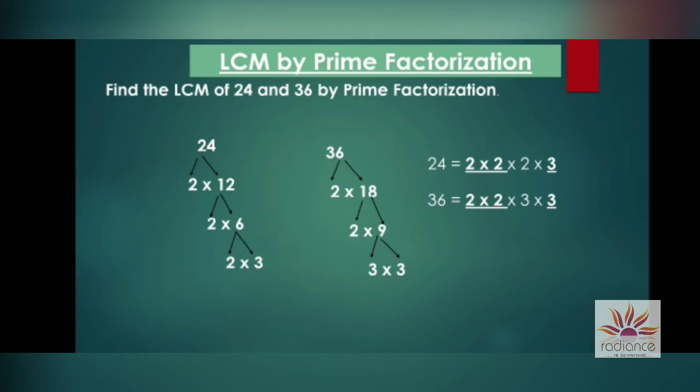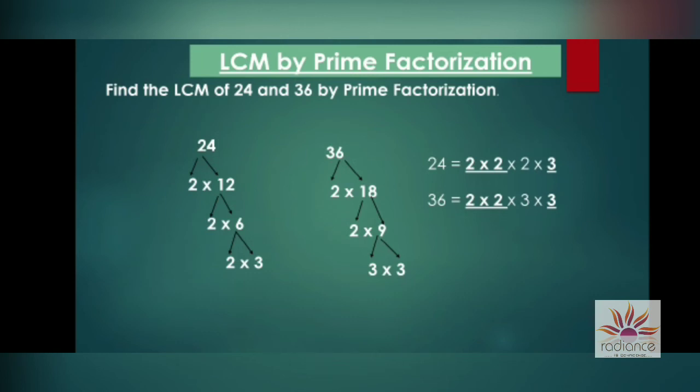In 24, the first factor is 2. Same like that, in number 36, the first factor is 2. Second, in both the sets, 2. These are the common. And the last one is 3 in 24 as well as 3 in 36. So, 2, 2 and 3 are the common factors, whereas in number 24 the number 2 and in number 36 the number 3 are uncommon factors.